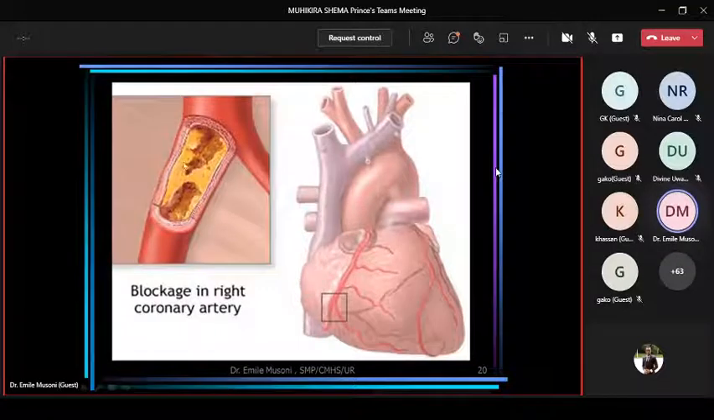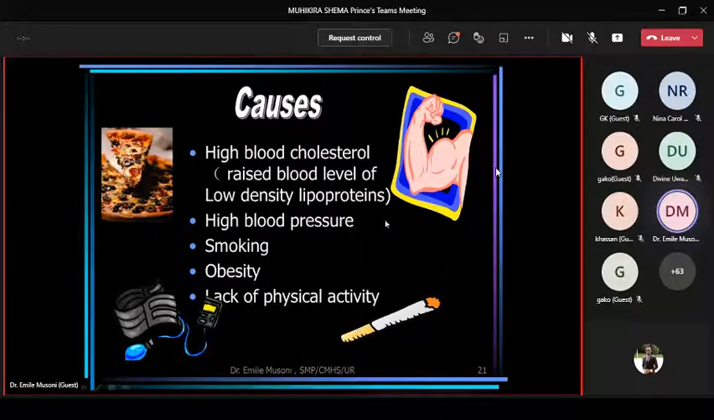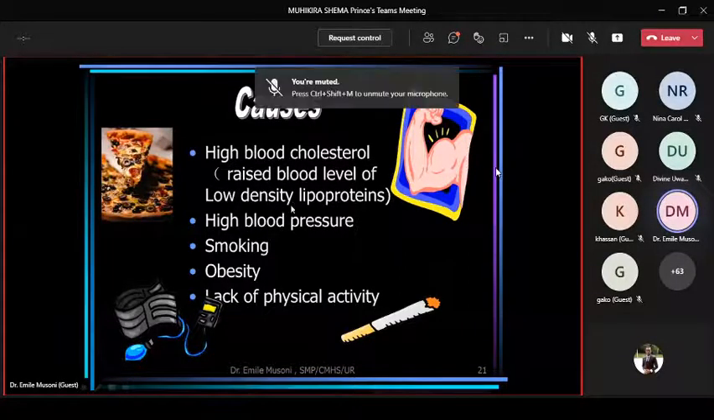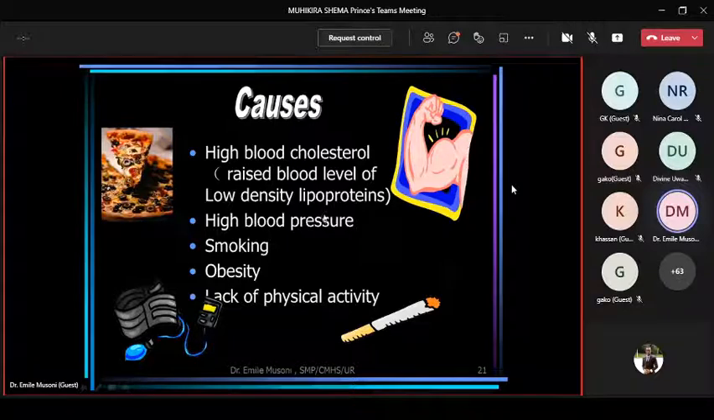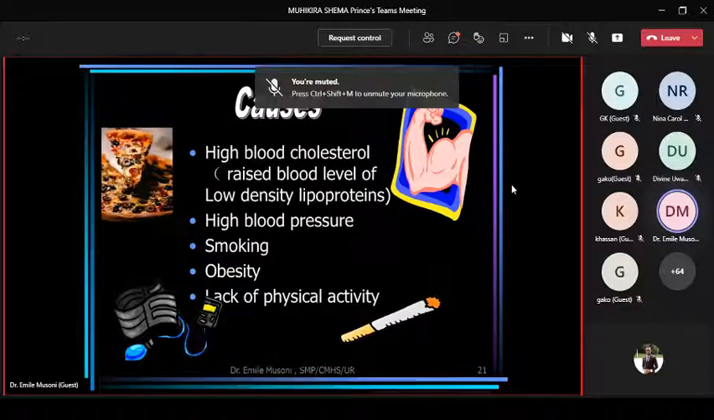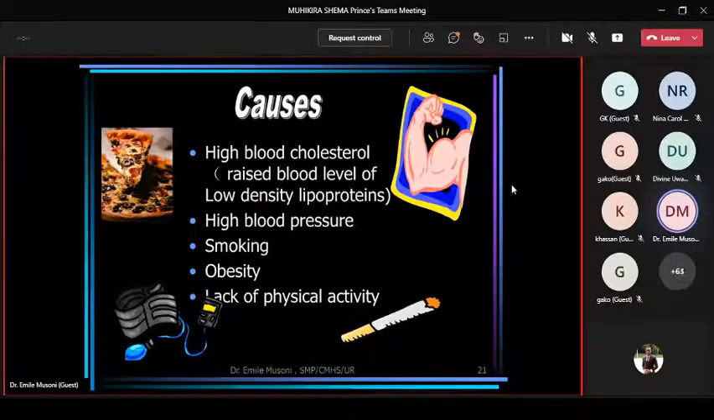This is an image of atherosclerosis in coronary artery. The causes of atherosclerosis can be high blood cholesterol, raised blood level of low density lipoprotein, high blood pressure, and also atherosclerosis can induce high blood pressure, smoking, obesity, and the lack of physical activities. So, are you at high risk of developing atherosclerosis?